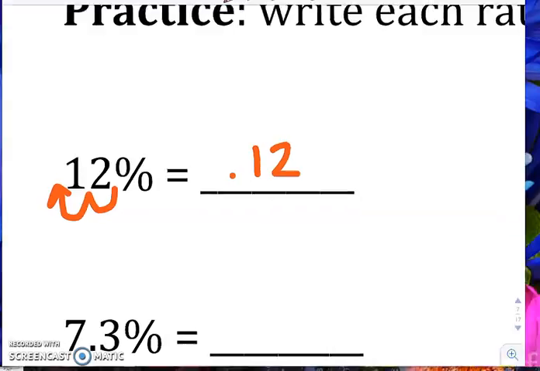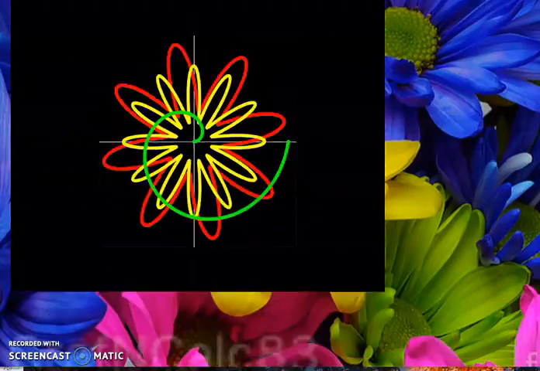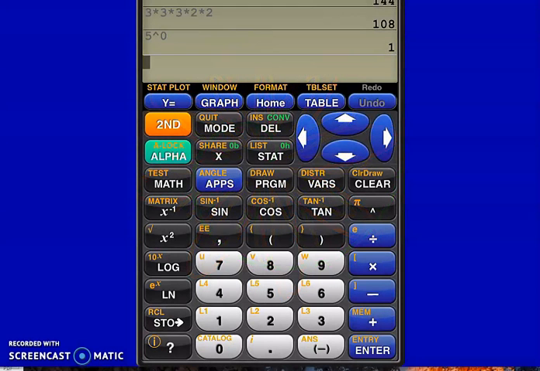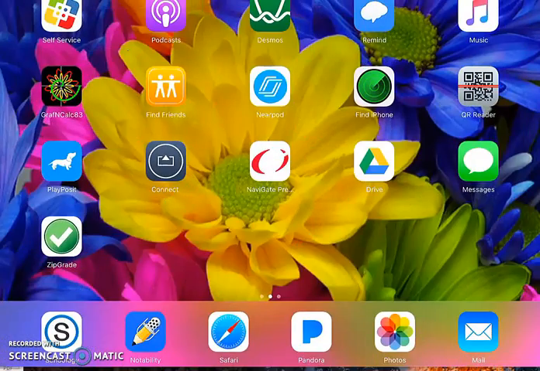So 12%. 12%, you can either know that dividing it by 100 is going to put the decimal right there, or if you took 12 in your calculator and divided it by 100, you are always more than welcome to do that just to double check yourself, but it also gives you 0.12.